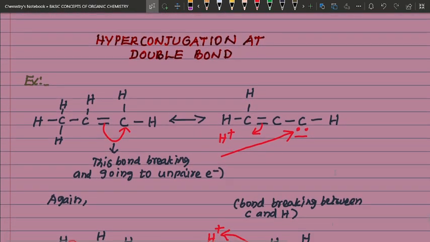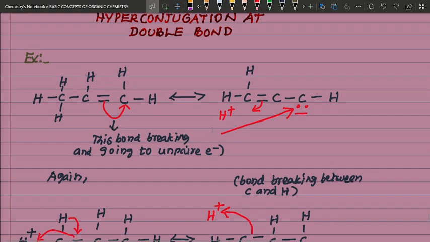See here, this is the double bond molecule. Here this bond breaks and goes to an unpaired electron, this bond breaks and goes to the unpaired electron. This is the unpaired electron. It means this carbon has one extra charge, this is minus. So this bond breaking goes outside as an H plus ion.